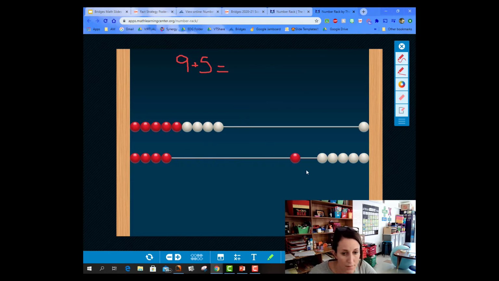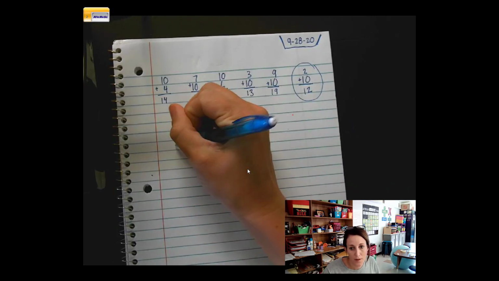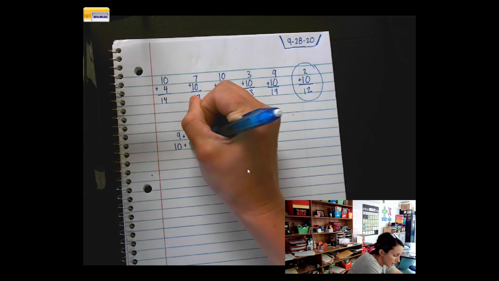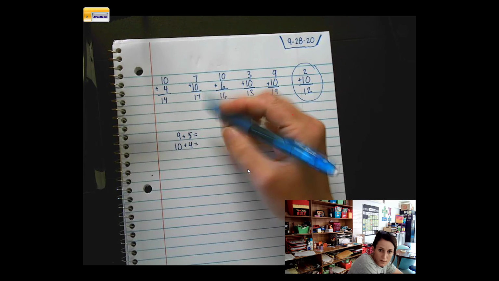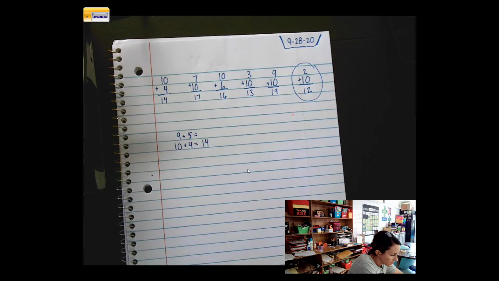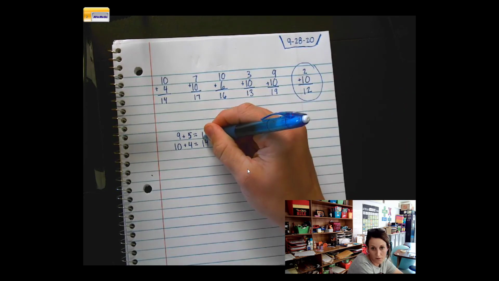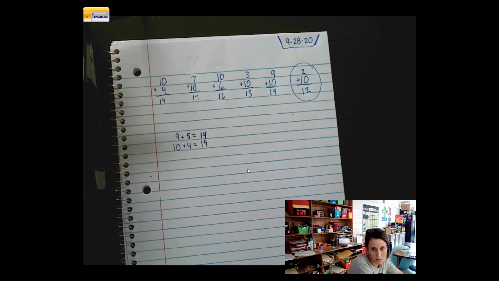Okay, so to make this a 10 fact, we're going to take away 1 from the bottom number and add it to the top number. So we're going to take 5 and make it a 4, and 9 turns to 10. So in your notebook, I want you to write underneath of that one, 10 plus 4. You can see how this number went down 1 and this number went up 1. Well, 10 plus 4 we can solve off the top of our head: it is 14. So that must mean 9 plus 5 equals 14.